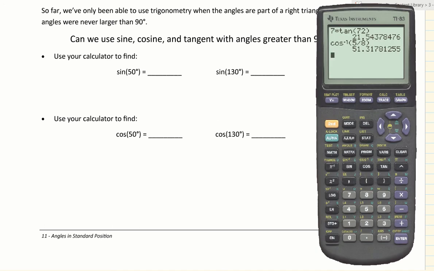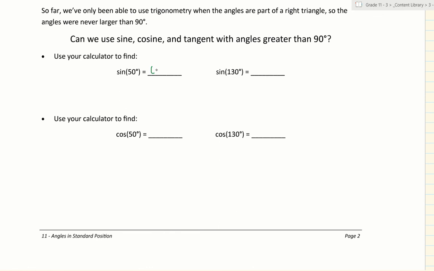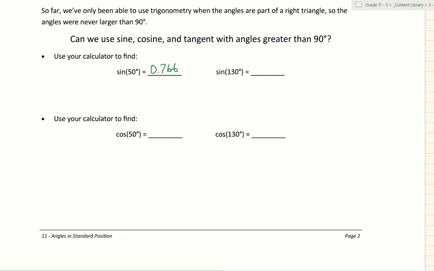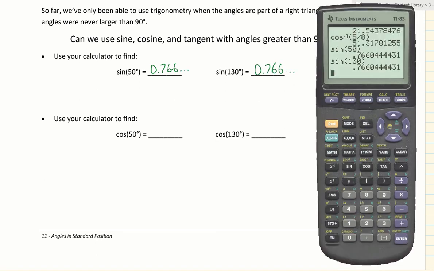I'm going to find the sine of 50, and that's 0.766. The sine of 130, let's figure out what that is. Sine of 130. It's the exact same thing. That's kind of weird. 0.766. So why do we get the exact same thing? If we're going to be using trig with these larger angles, we've got to figure out why that is.